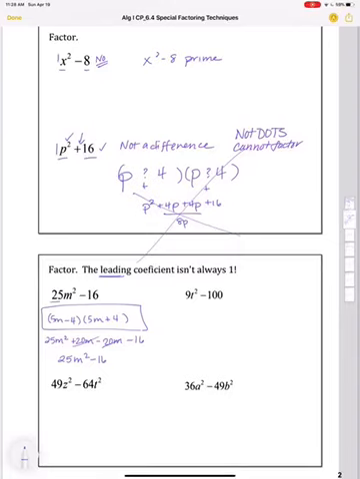The one over here on the right, 9t squared. Is that a perfect square? Yes, 9's a perfect square. T squared is a perfect square. Is 100 a perfect square? Yes, 10 times 10. Is there a subtraction sign in the middle? Yes. So it's the difference of 2 squares. So what times what will give us those two things? 3t minus 10 and 3t plus 10. Or you can write 3t plus 10, 3t minus 10. The order doesn't matter.